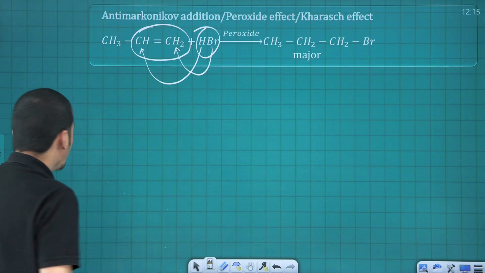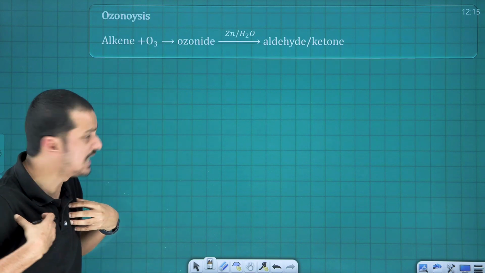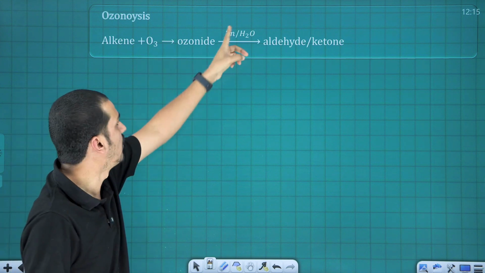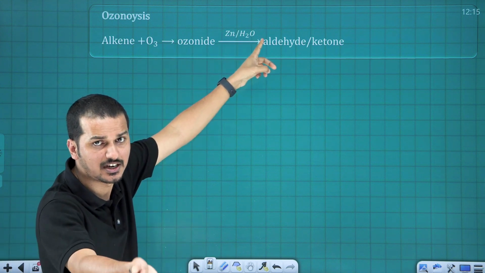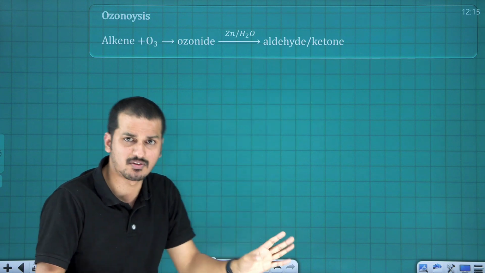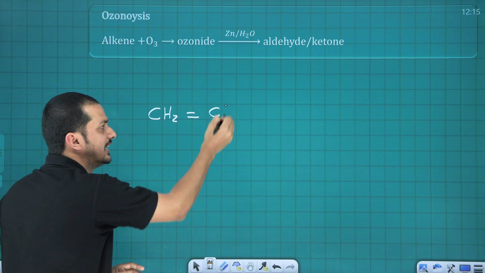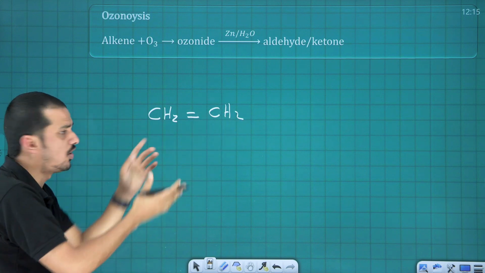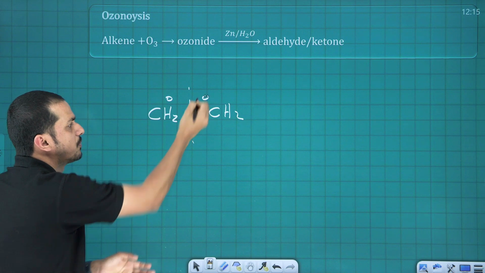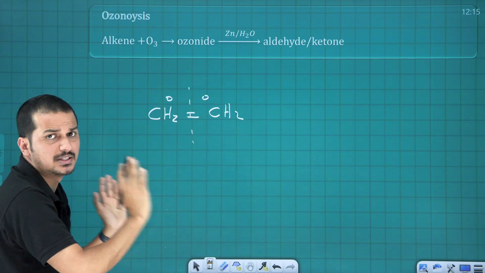Next again, ozonolysis. If you have an alkene and you treat it with ozone, it will form an ozonide. Once you treat with zinc and hydrolyze, it will give an aldehyde or ketone. Related questions will be there easily; I also taught you this during aldehydes and ketones. To conduct ozonolysis on this molecule, you just break the double bond, put one O here and one O here. That will be the answer.